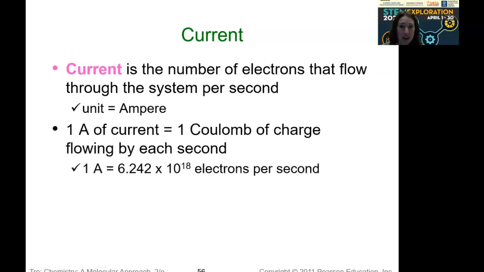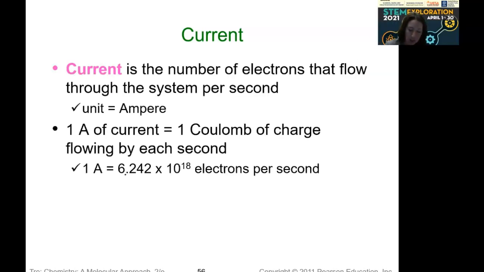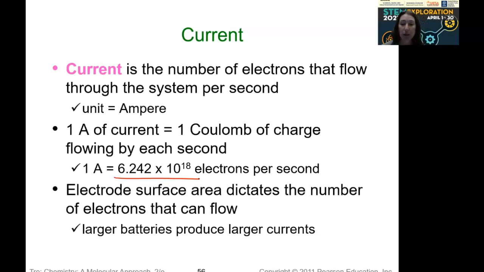This is electrons. So when we're talking about 1 amp of a current, that's 1 coulomb of charge. And so 1 amp, this is how many electrons are actually going through, right? It's a lot of electrons. So the electrode surface area dictates the number of electrons that can flow.